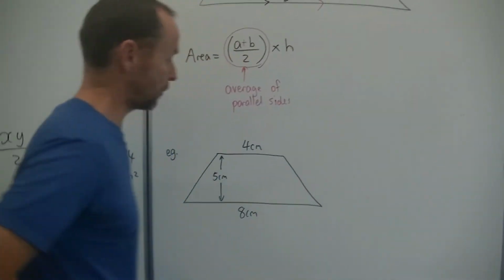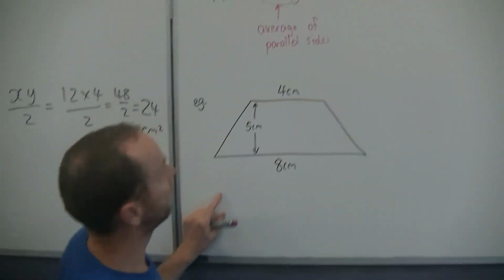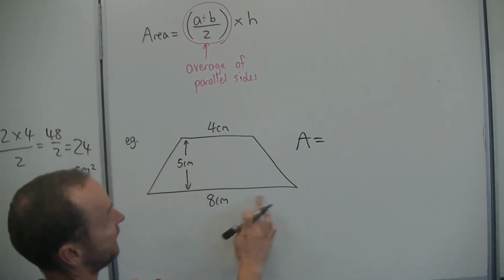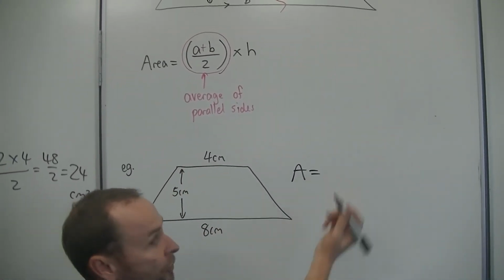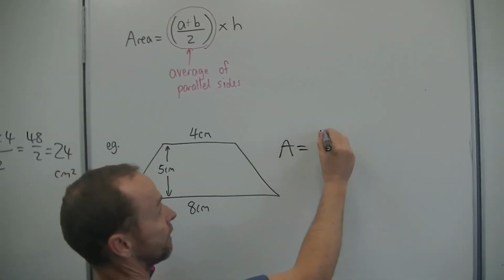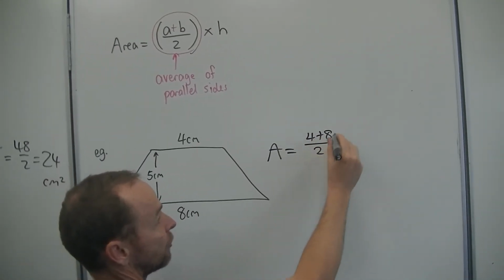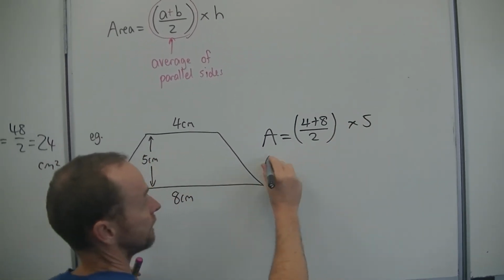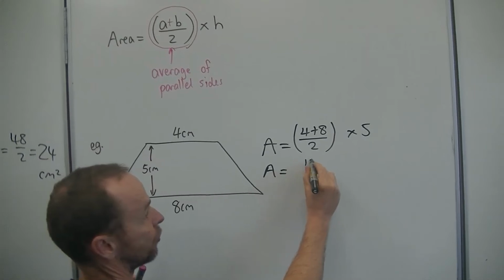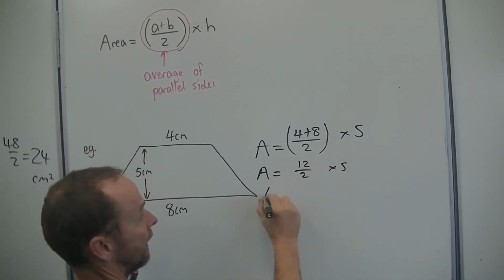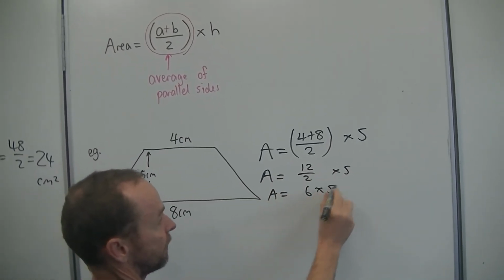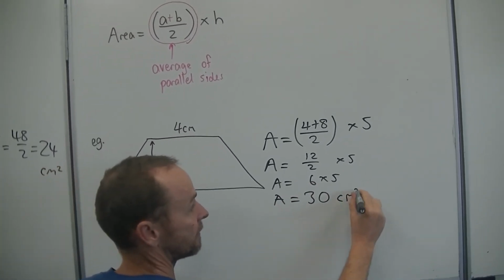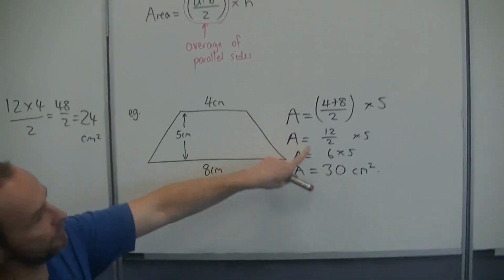So let's do this example here. So we've got our trapezium, so we know the area is, there's A and B, 4 and 8. So if you want to do it the long way, I'll do it the formula way first. So 4 plus 8 divided by 2, put that in brackets, and we times it by 5. So the area is 4 plus 8, which is 12, divided by 2, and that is 6. 6 times 5, which is 30. So my answer is 30, and the units are centimetres squared. So yeah, that wasn't too hard.